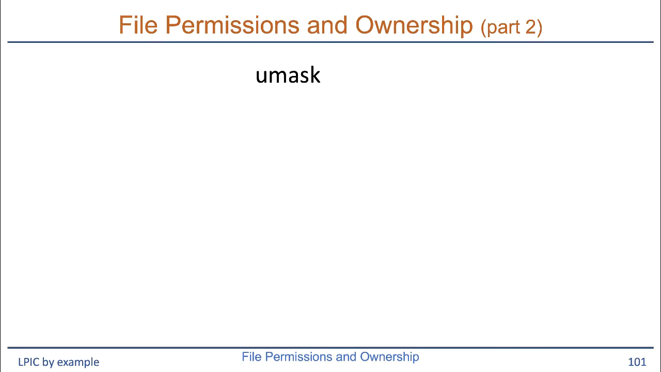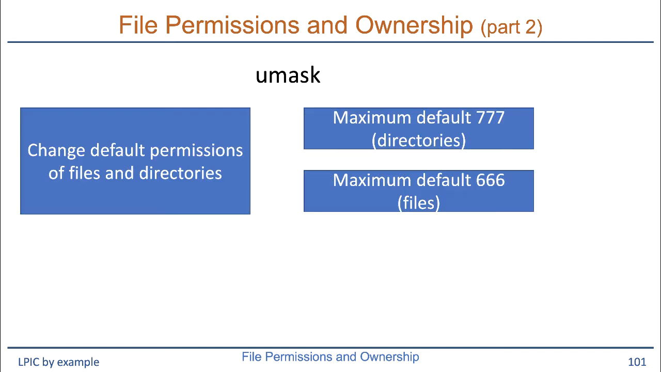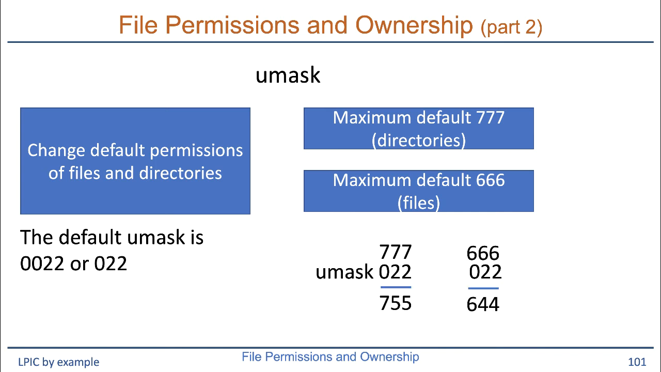Now the umask command is a command that can set a mask so as to influence the default permissions of files and directories that are being created. The maximum default permissions of a directory is 777, and the maximum default permissions of a file is 666, because a file is not necessarily an executable. So it is most easy to think of it as this.